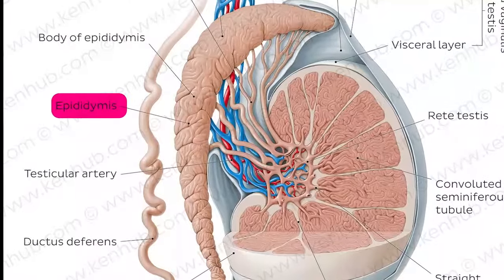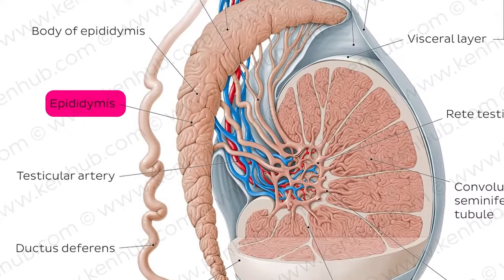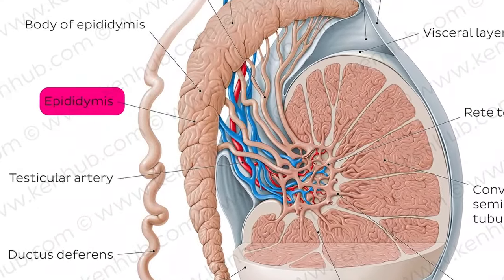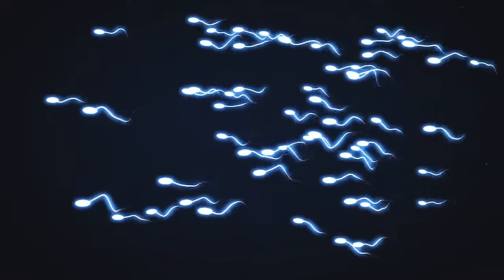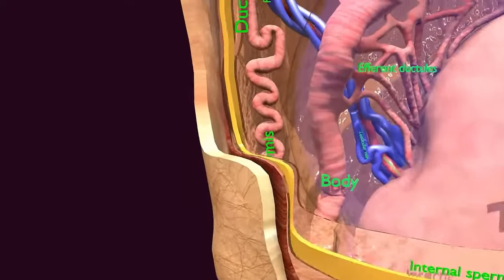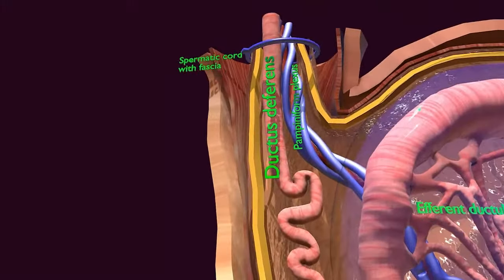Epididymis. The epididymis is a tightly coiled tube that sits on the back of the testes. It stores and allows the sperm to mature over time. Once matured, sperm is transported to the ductus deferens for ejaculation.